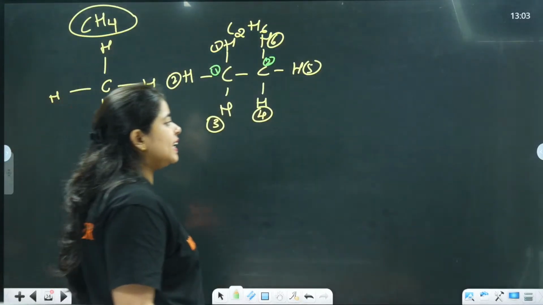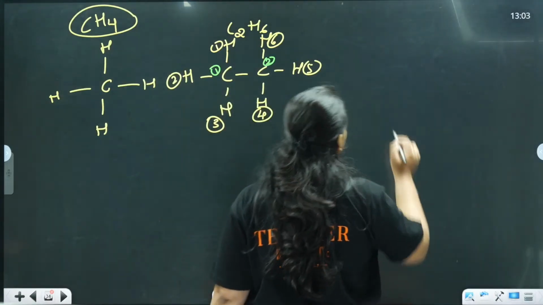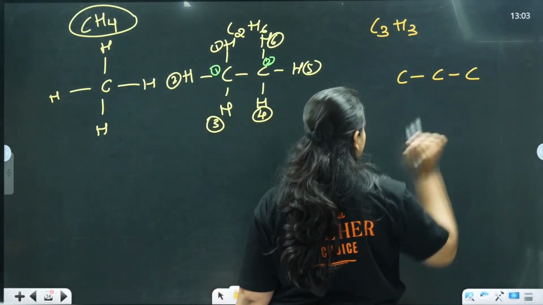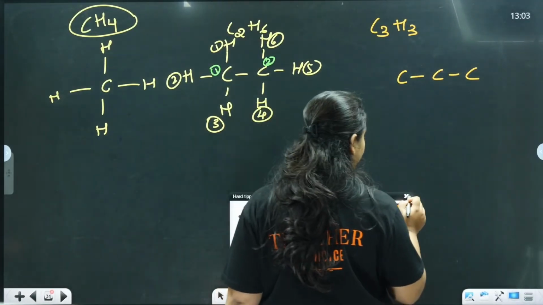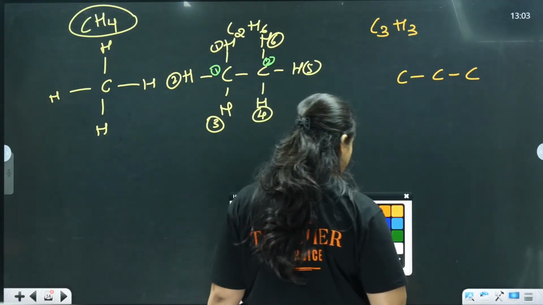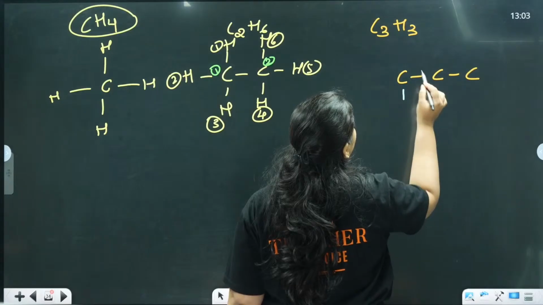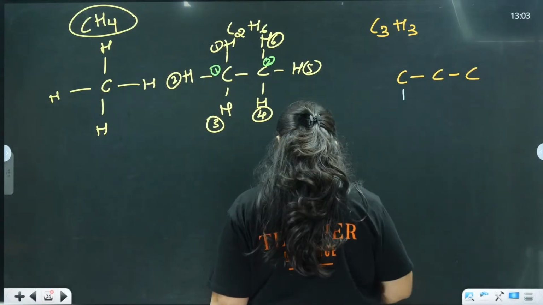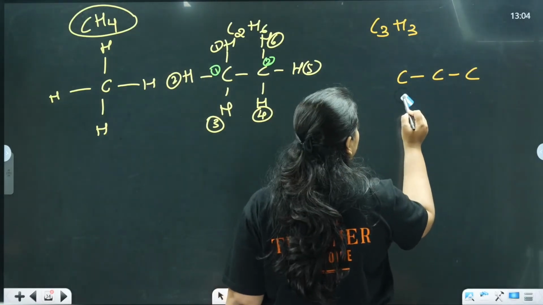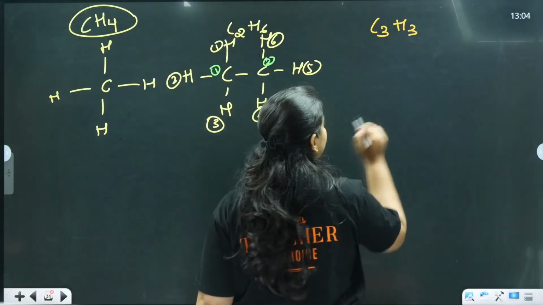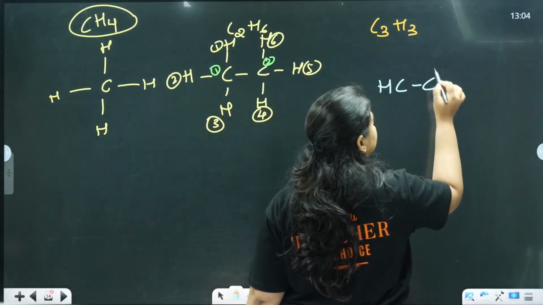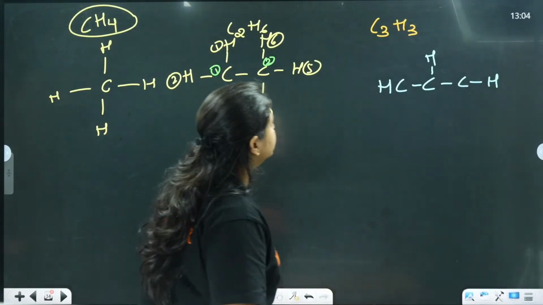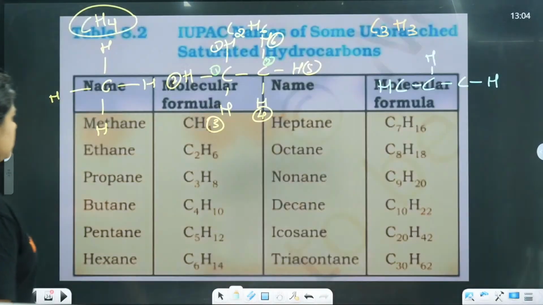Next comes propane. Propane is C3H8. In C3H8 there are carbons 1 2 3. Done. Next, hydrogens are how many? We can write it in this way also. Okay, in this way also it can be written. Done.